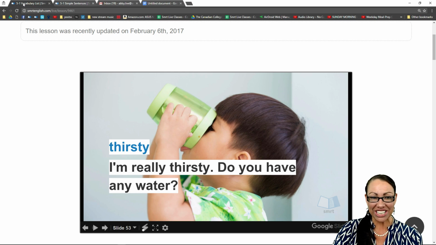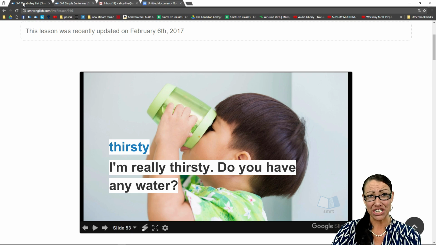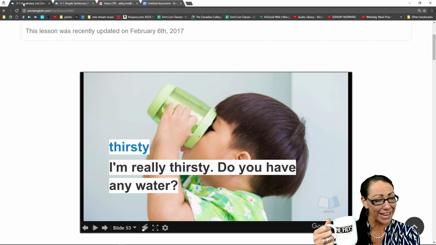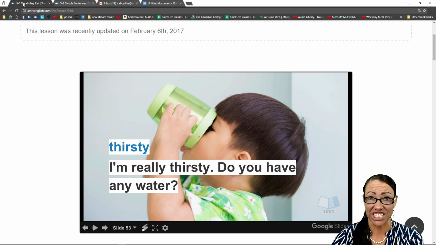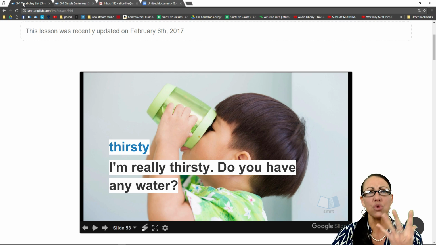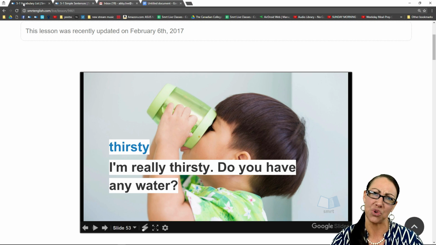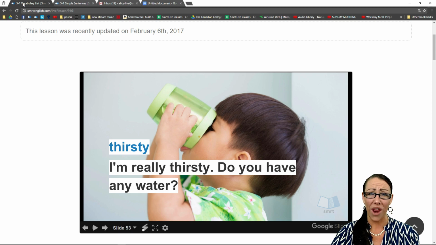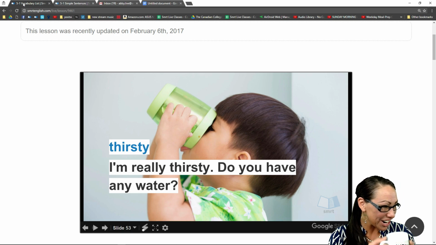All right, so thirsty. I'm really thirsty. Do you have any water? As always, I come prepared. I have my morning coffee or tea in case I get thirsty. So thirsty just means that your mouth, you need a beverage. You need something to drink. So as we can see from this illustration with this little guy, he is definitely enjoying whatever beverage he is partaking in. He seems to be really thirsty. All right.